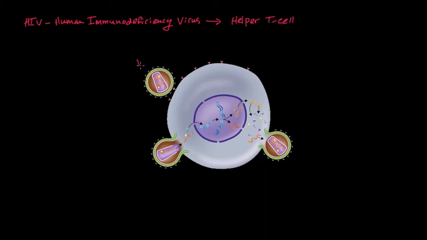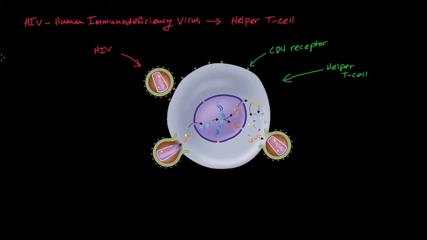So in this illustration here, this is HIV. And this guy here is a helper T cell. And on the surface of a helper T cell, you have a receptor. And this receptor is called a CD4 receptor. This is the receptor that a surface protein on an HIV virus specifically binds to. So HIV will bind to the CD4 receptor.